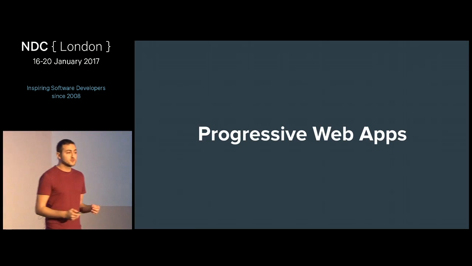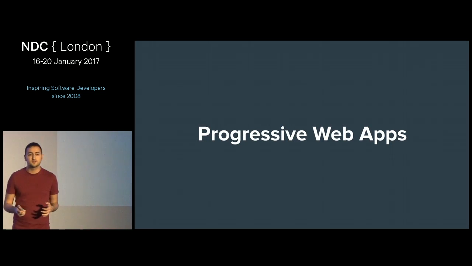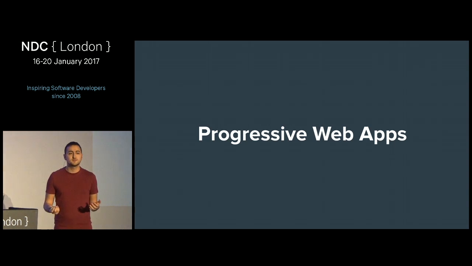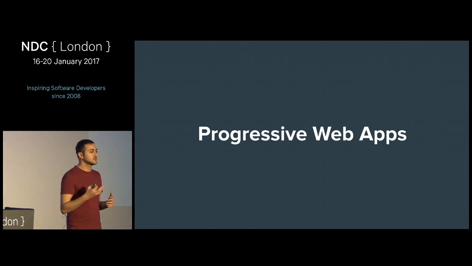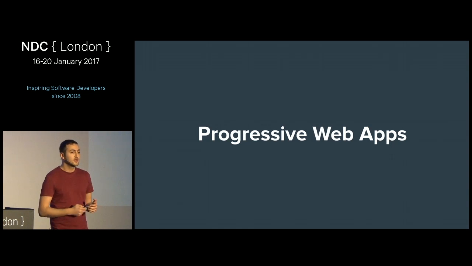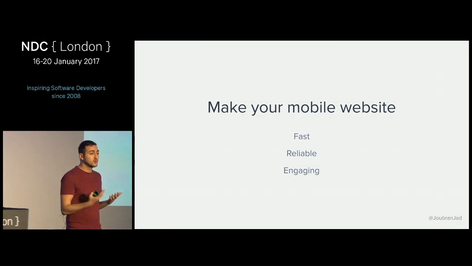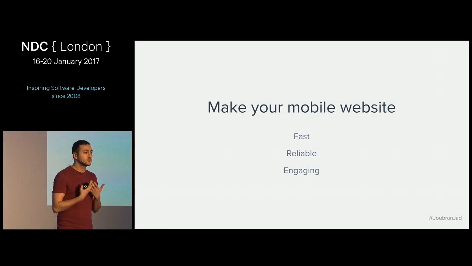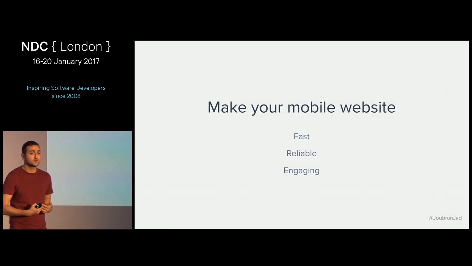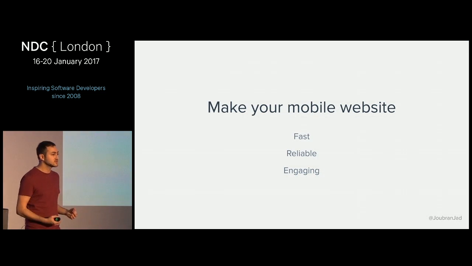So let's start by talking about progressive web apps. And the first question that I always get, what is a PWA? Is it like a Chrome extension? Is it like a library, a framework? You can make your website a progressive web app by using some modern web APIs that will make your mobile website much faster, more engaging, and reliable.